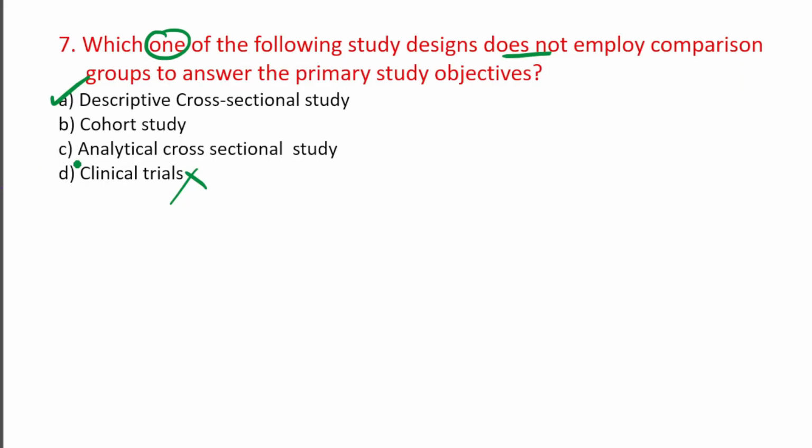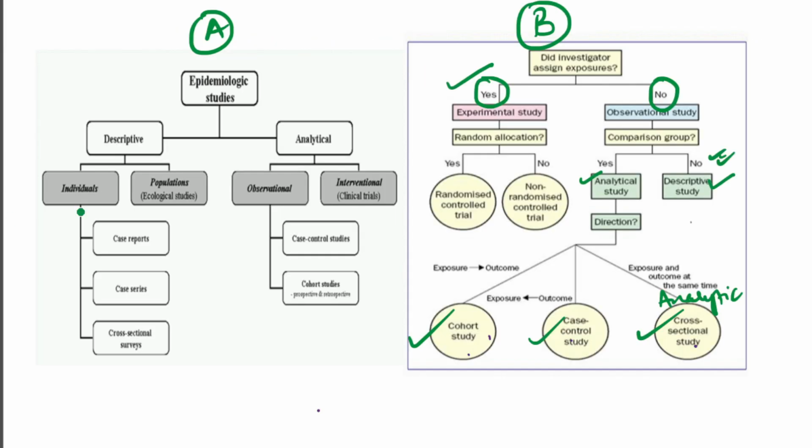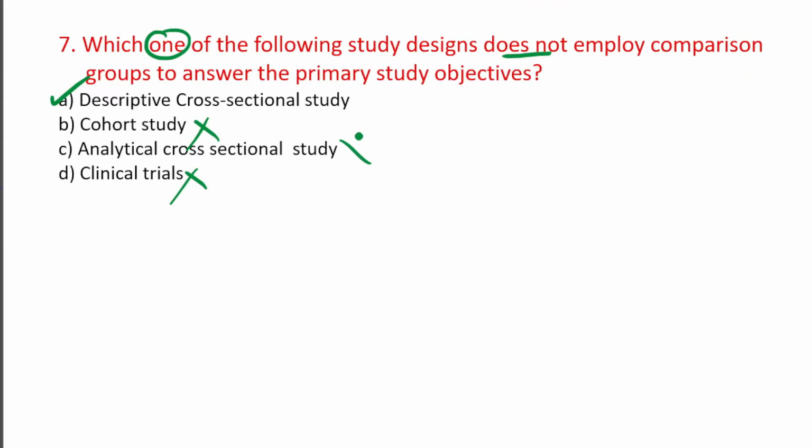Let us see the options again. The cohort study was there. Okay, so we have not taken this as an answer. Analytical cross-sectional study was there. Okay, even this also we have not taken as an answer.